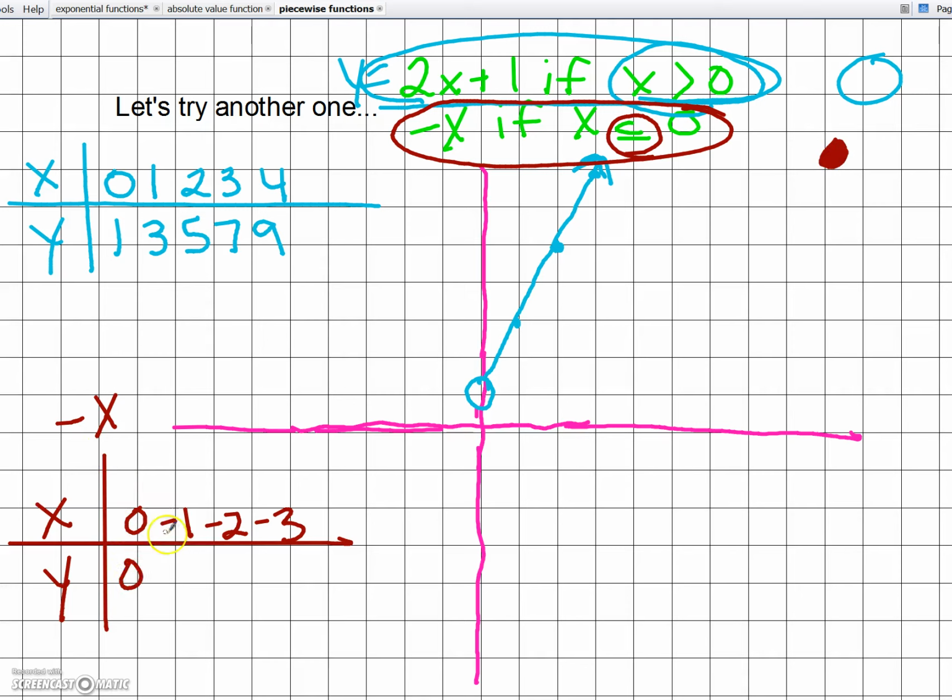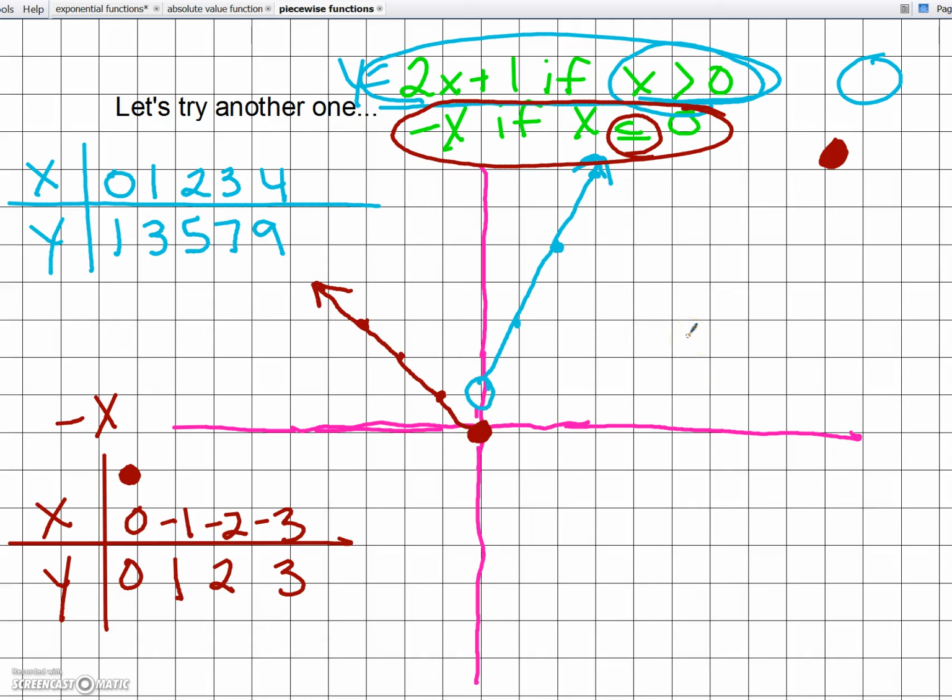So negative 0 is 0. Negative 1 makes this positive 1. You should get the opposite of all these because it's a negative x. So we have 0, 0. Notice, again, it is a solid circle. So at 0, 0, we have a solid circle. Negative 1, 1. Negative 2, 2. Negative 3, 3. Then we connect the dots, add our arrow. Is it a function? Yes, because when we do our vertical line test, notice, open circle and closed circle on the same line, which makes it work.